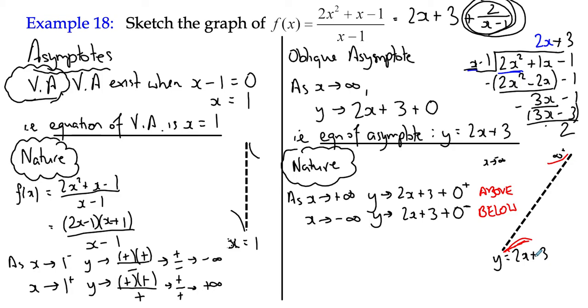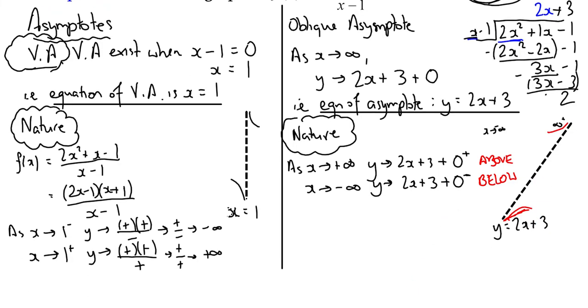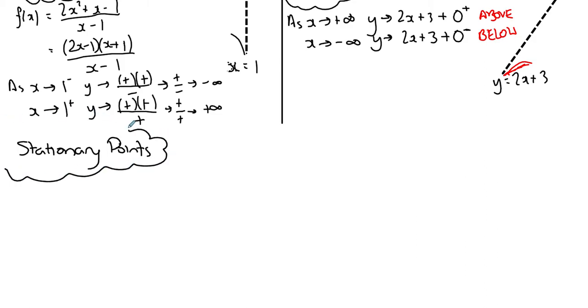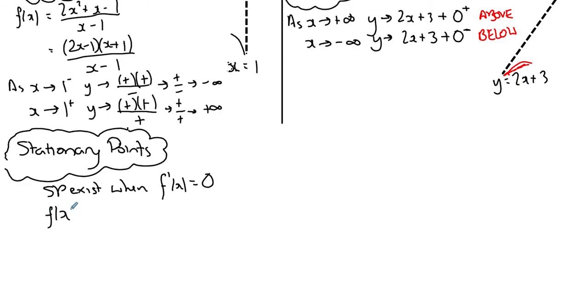Then we can think about stationary points. Hopefully you should be familiar enough with stationary points. Now we can say that stationary points exist when f dash x equals 0. Let's go with the revised function, 2x plus 3 plus 2 over x minus 1.